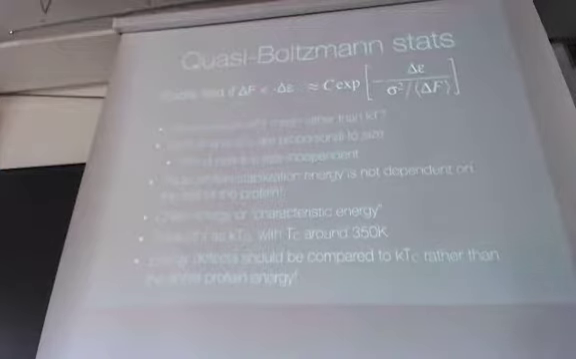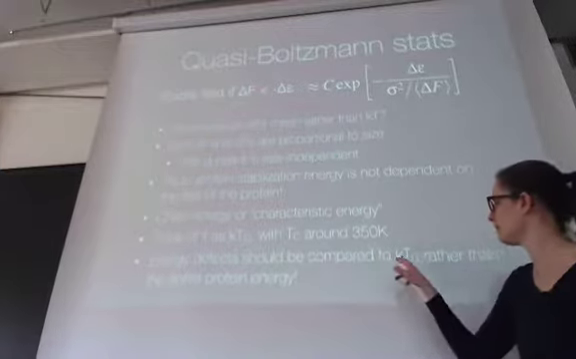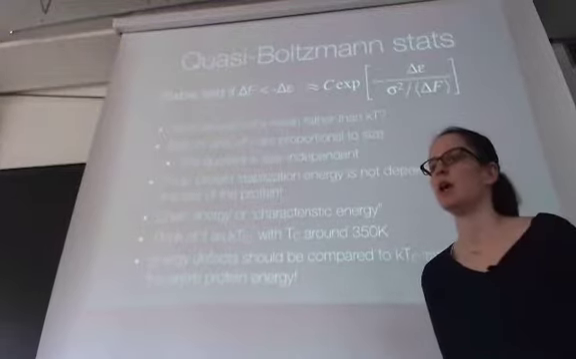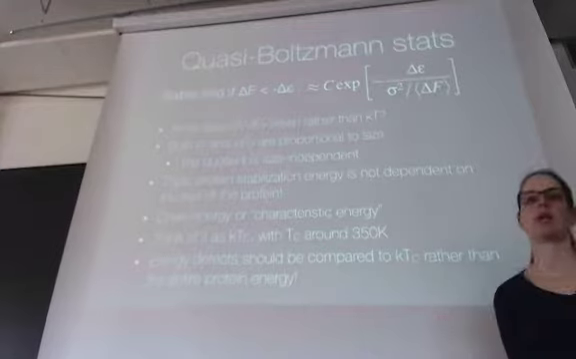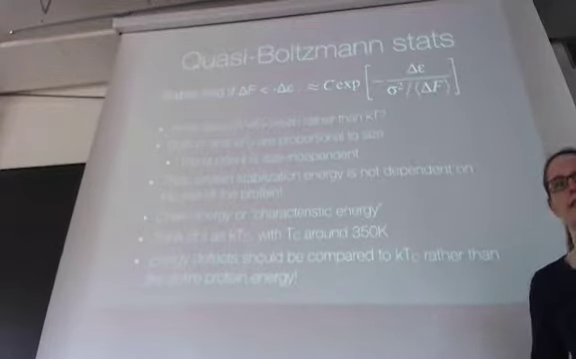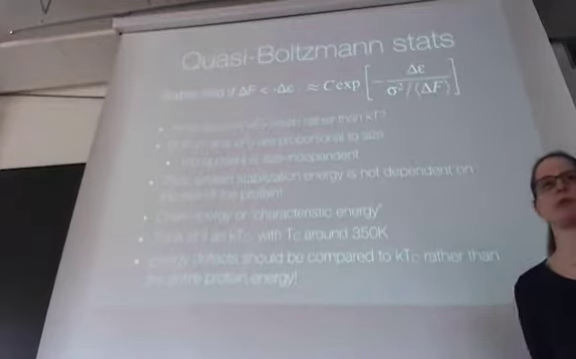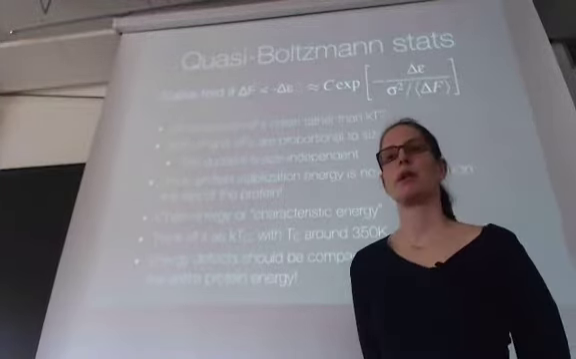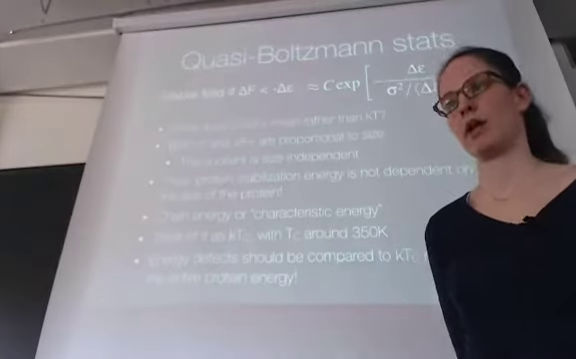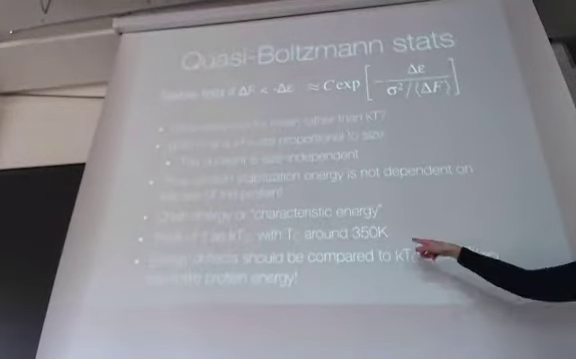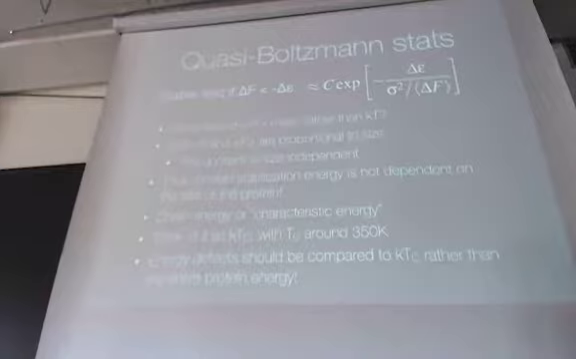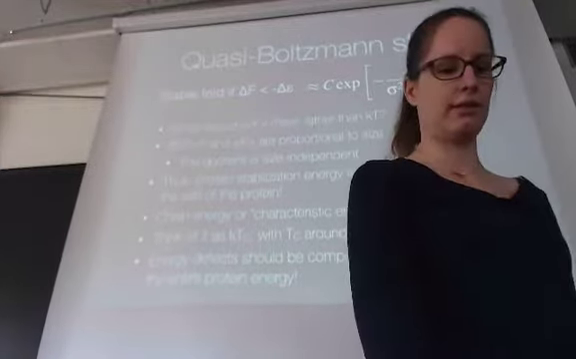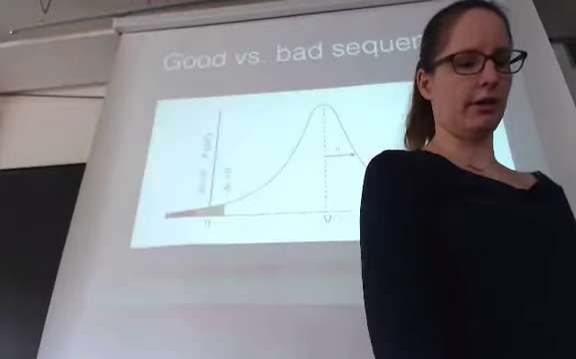So this means that these energy defects should be compared to kTc rather than to the entire protein energy. And this is 0.7 kcals per mole. kT at ambient temperature is 0.6 kcals per mole, right? So this is 0.7. So this means that a hydrogen bond that loses 5 kcal per mole, if you divide it by 0.7, it's a big number, and so it will not happen, basically. And that's why you can't accommodate defects very often.